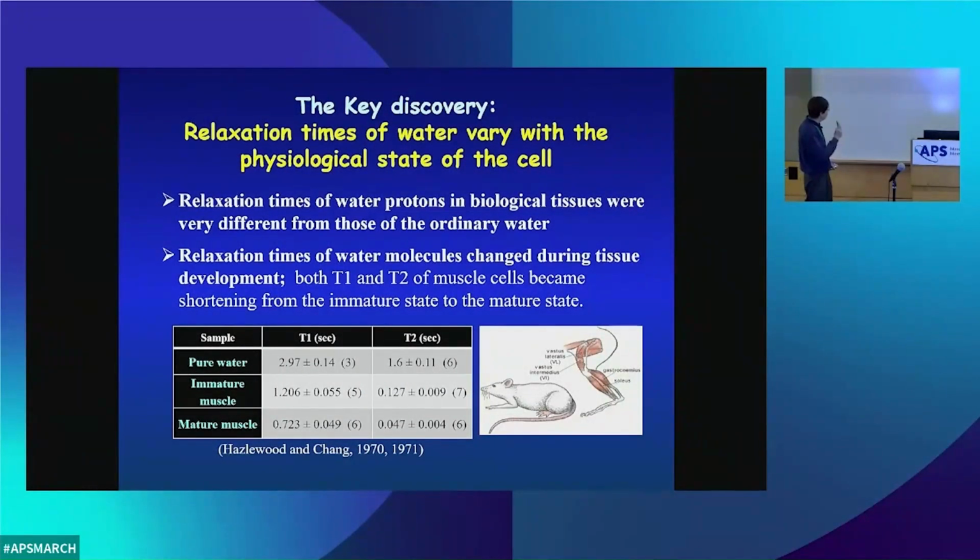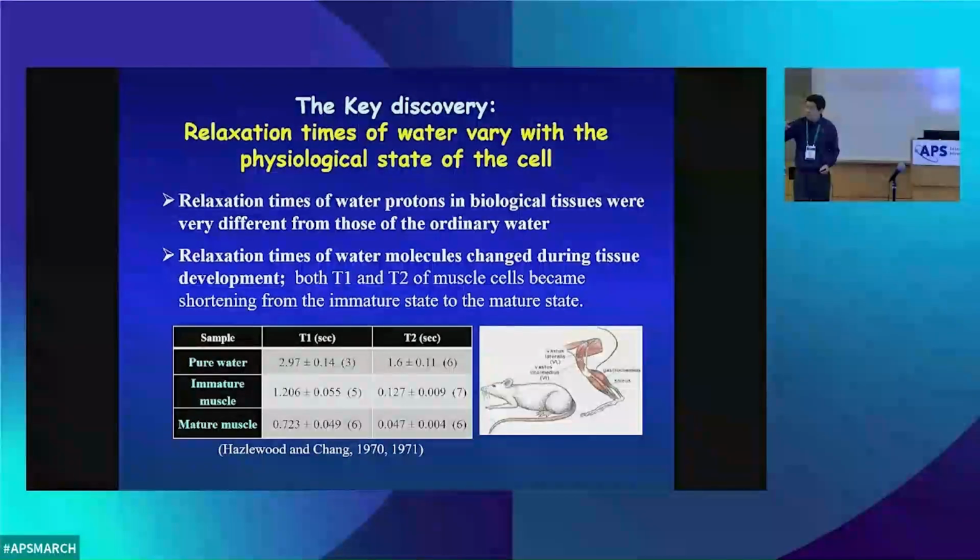And the second thing, which is more interesting, is that the relaxation time of the water molecule changed during the tissue development. For example, here, let's compare three groups. This is the pure water. This is the mature muscle. You can see the mature muscle has a shorter relaxation time than the pure water. But the immature muscle has a lengthened relaxation time compared to the mature muscle. So that means both the T1 and T2 in the muscle cells become shortened from the immature state to the mature state. So what this tells us is that the physical environment of this cellular water will change during the normal animal development.